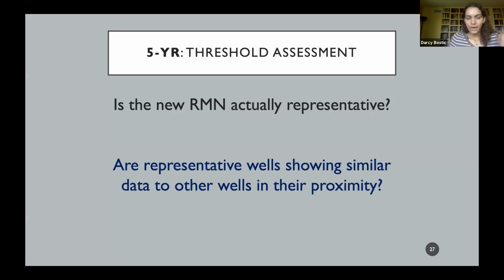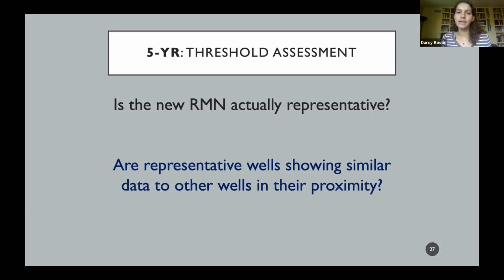All right, so at the 5-year mark, again, it's a time to revisit whether or not this representative monitoring network is actually representative. So a question that you can ask here is, are representative wells showing similar data to other wells in their proximity? So now that you have these new wells that are installed that theoretically really increase the coverage of the monitoring network, are they representative? Are they providing you information in an area where you did not previously have data?